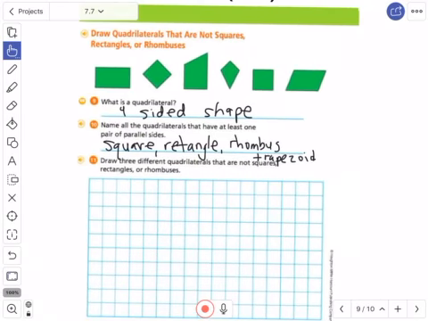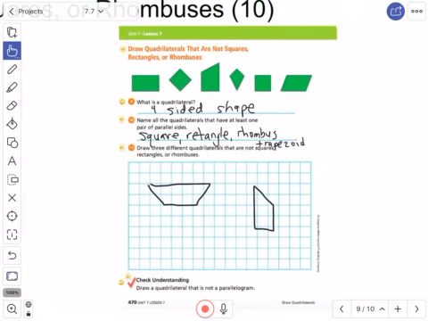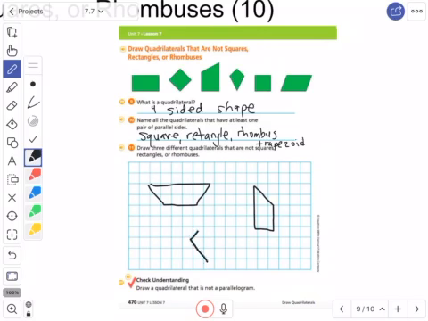rectangle, or not a rhombus. Well, the first one I'm going to draw then is my old favorite, Ghostbuster trapezoid. So two different trapezoids there. I also could draw just more of that kite shape. So really any of those work.